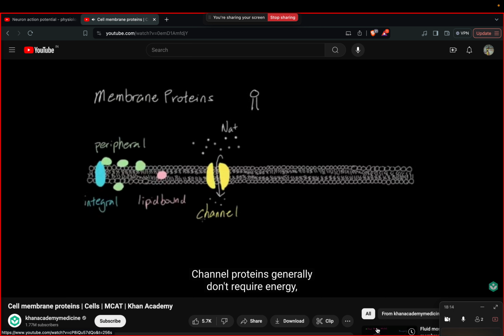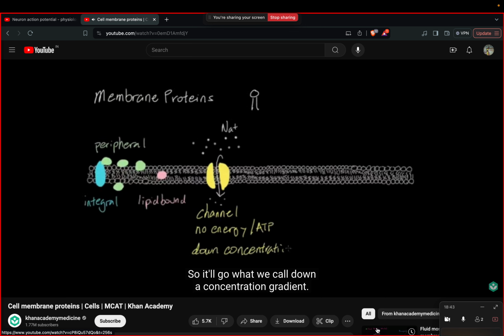Channel proteins generally don't require energy, so there's no energy needed. Sometimes we call energy ATP. And another thing that's special about channel proteins is you'll notice that it'll go with the concentration gradient. So out here there's a lot, and inside there's very little. So it'll pump from where there's a lot of sodium into where there's very little. So it'll go what we call down a concentration gradient.